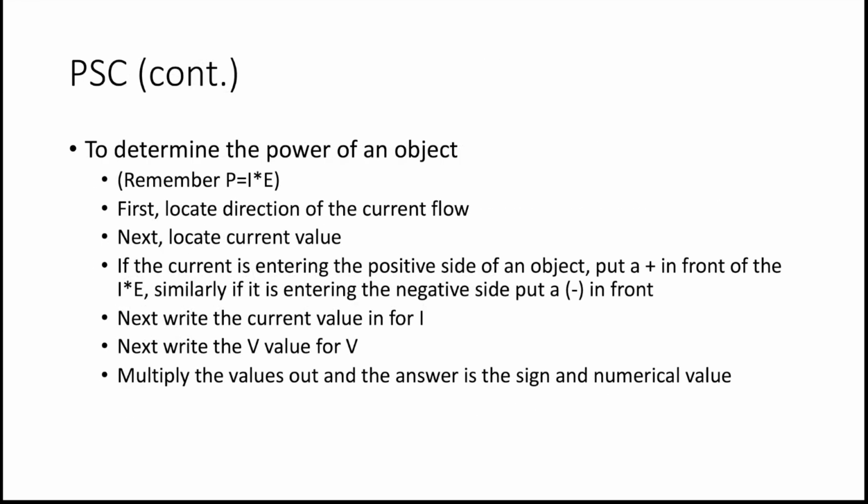To determine an object's power, remember earlier that power equals current times voltage. Next, we're going to locate the direction of current flow. Then we're going to locate the current's value. And if the current is entering the positive side of an object, we're going to put a plus in front of the I times V equation. Similarly, if it's entering the negative side, we're going to put a negative in front. Next, write out the current value for the I and write the voltage value for the V. Multiply these values out, and the answer is the sign and the numerical value. Let's do some examples with passive sign convention.